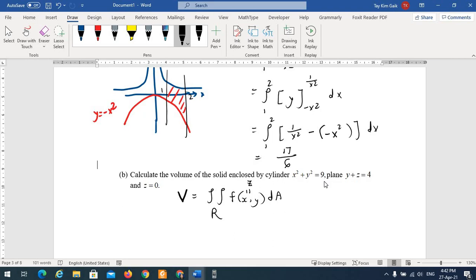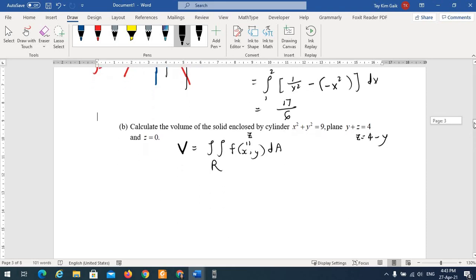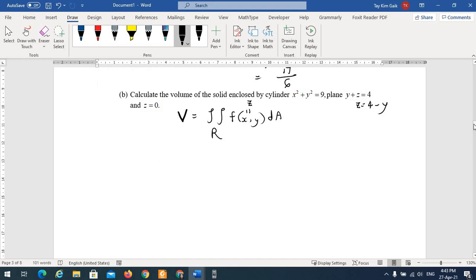So what is z? Here you have z, so the integrand is 4 minus y. Calculate the volume of the solid enclosed by the cylinder x squared plus y squared equal to 9, and the plane y plus z equal to 4. Imagine your solid here.